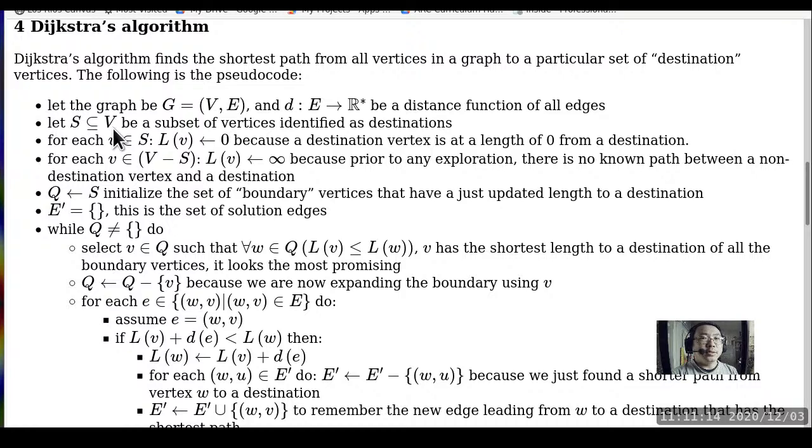Because this one says you have a subset of vertices called S, and they are the destinations. Those are the places where we want to be. Or I want to be at one of those places. Okay, so this one is different, right? Because when Iraj teaches Dijkstra's algorithm, he would only have one single destination. But this algorithm says, hey, I can deal with multiple destinations. So now the question is, why is that helpful? Okay, why do we want to have multiple destinations?